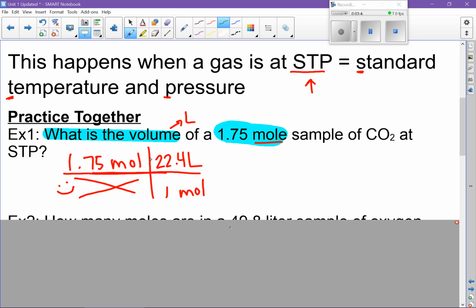You're going to do 1.75 times on the top, so times 22.4, and then you divide down, divided by 1. So 1.75 times 22.4 divided by 1. That equals 39.2. Then if we're going to round that to the tenths place, it's already there, so we don't have to round it. And lastly, you need a unit, so you don't have a naked number. Volume, remember the unit is liters, so that's what I put on my answer. Don't leave your number naked, you have to give it a unit.